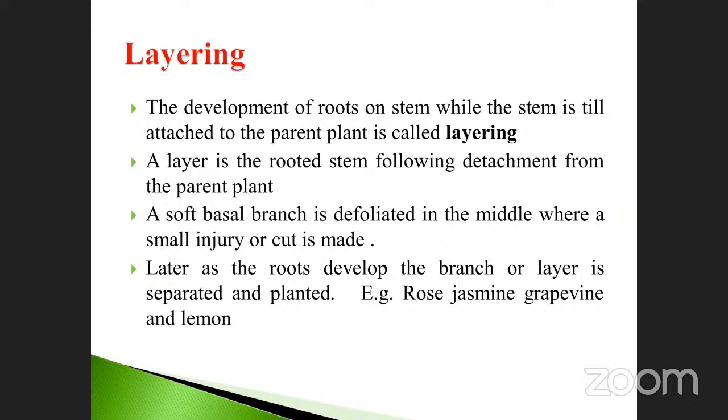A soft basal branch is defoliated in the middle, where a small injury or cut is made. I will show you the next slide so you can understand better. Later, as the roots develop, the branch or layer is separated and planted. Examples: rose, jasmine, grapevine, and also lemon. So these are all considered layering.